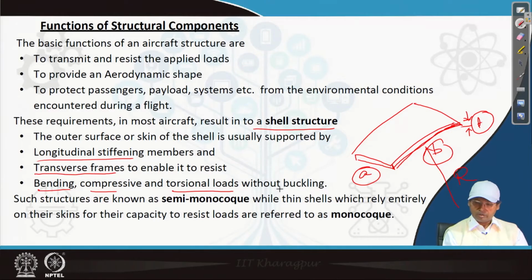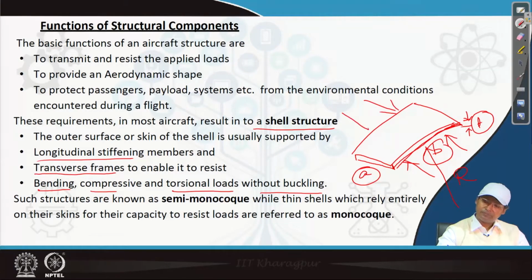You are also already introduced to buckling, the column buckling, the Euler column formula you have already studied. But here we need to consider buckling of plate as well as shell. So, if this is the plate and there are forces like this, the plate may buckle.